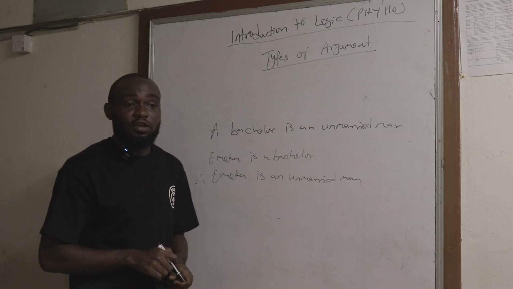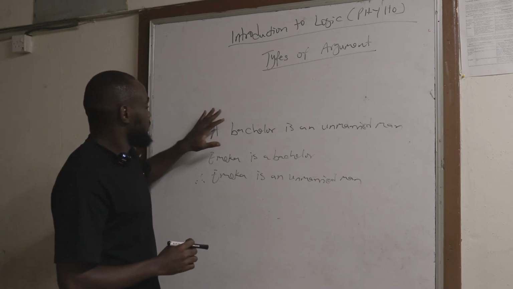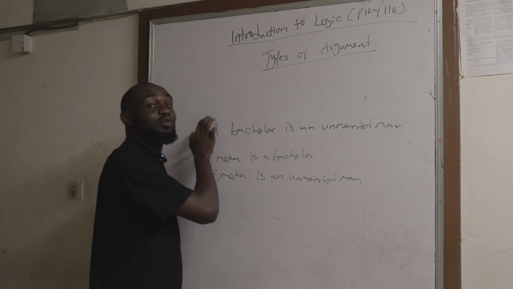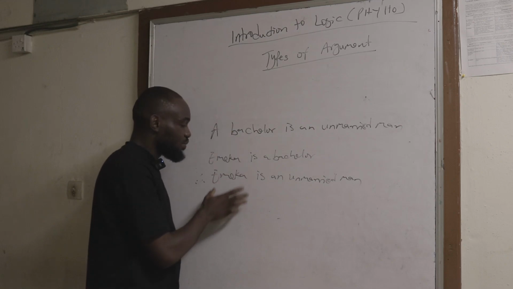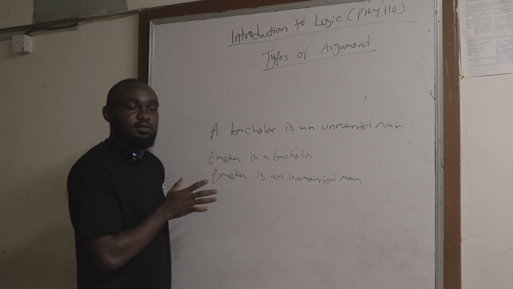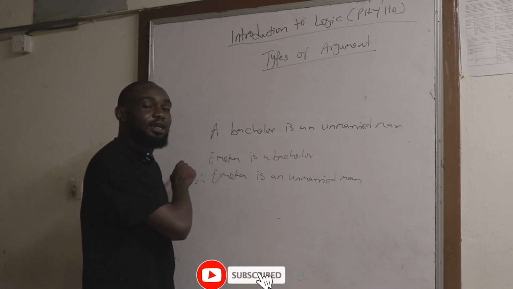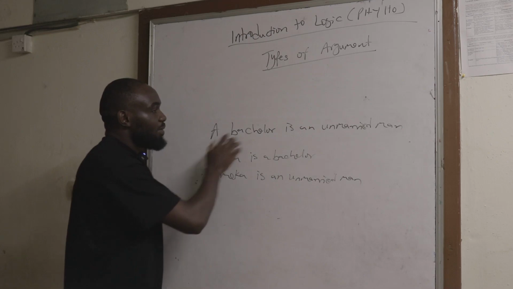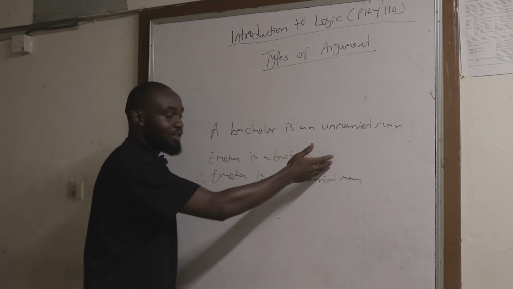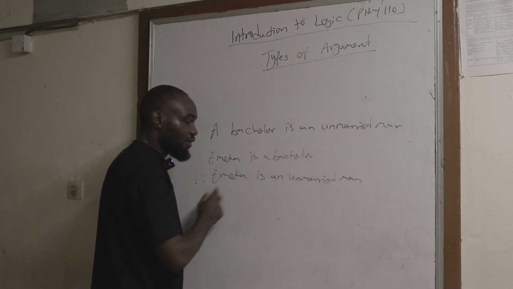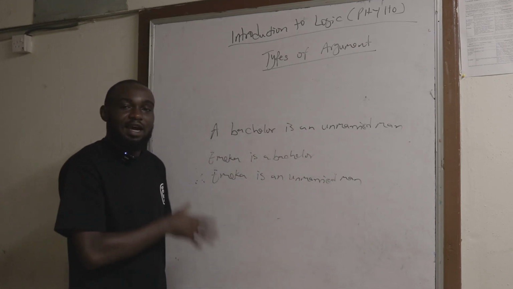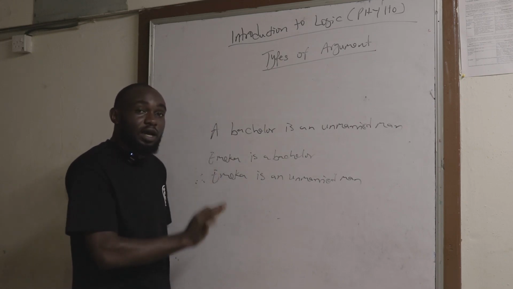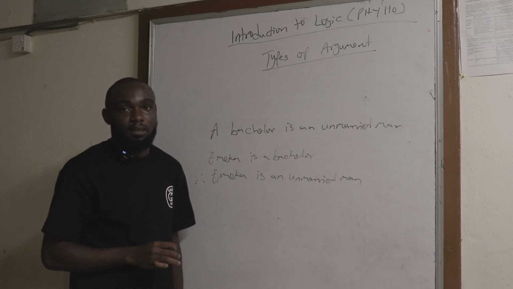Now, this is an example of a deductive argument which starts from a general premise. We start with a particular premise to a particular conclusion, and it's still deductive. So it's not necessarily that a deductive argument has to start with a general premise to a particular conclusion, right? A bachelor is an unmarried man, Emeka is a bachelor, and Emeka is an unmarried man. So this is typically an example of a deductive argument with particular propositions throughout.